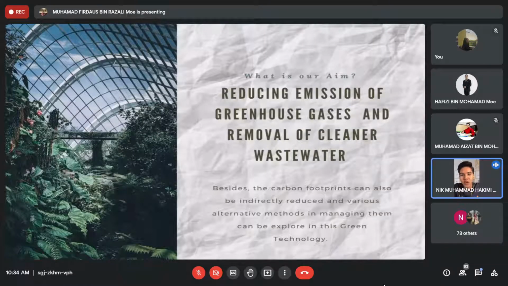Okay, so what is our aim? Our aim is to reduce the emission of greenhouse gases and also the removal of cleaner wastewater. Removal of cleaner wastewater ni maksudnya untuk membuang sisa air tu yang lagi bersih. Besides, carbon footprints can also be indirectly reduced and various alternative methods in managing them can be explored in this green technology. For your information, carbon footprint ni adalah amount of carbon dioxide that is released to the atmosphere.